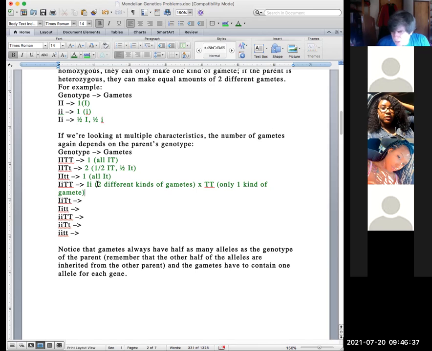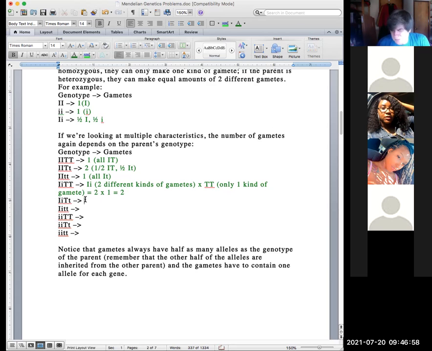So here we've got 2, because there's 2 different I's, a big I and a little I, times 1, because there's only one T. Or I should say there's only one kind of T. So 2 times 1, 2 possibilities.